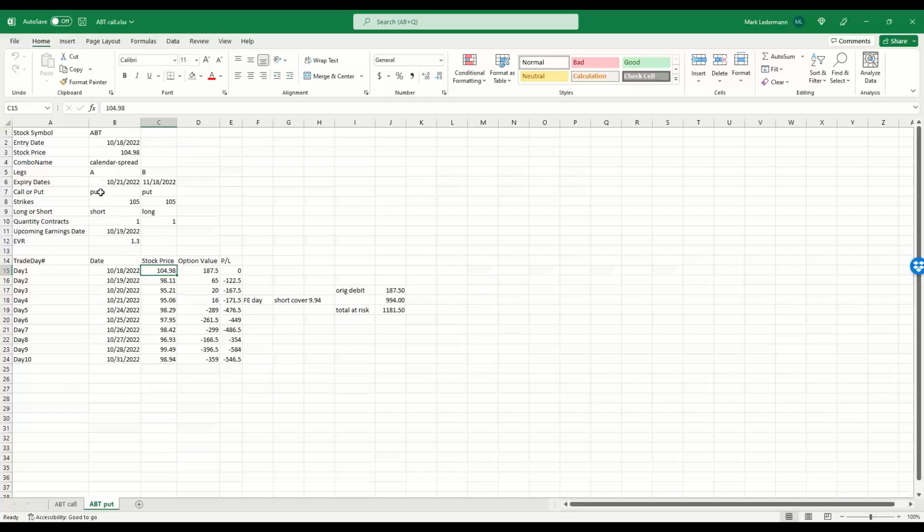When you're looking at the puts, the 105 is 2 cents out of the money, whereas the call is 2 cents in the money. Okay, well, that's very close to being pretty much the same thing. So I wanted to illustrate that it doesn't matter whether you do the put or the call, even if it's 2 cents or $2, in the money or out of the money. They're both going to act the same way.